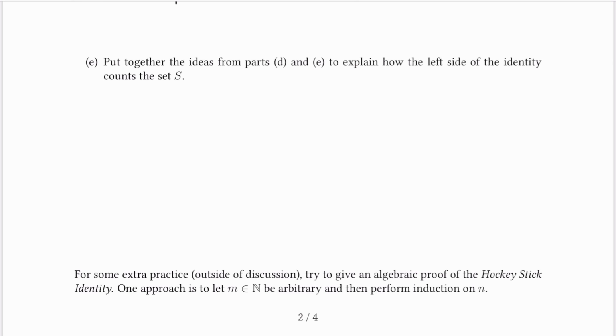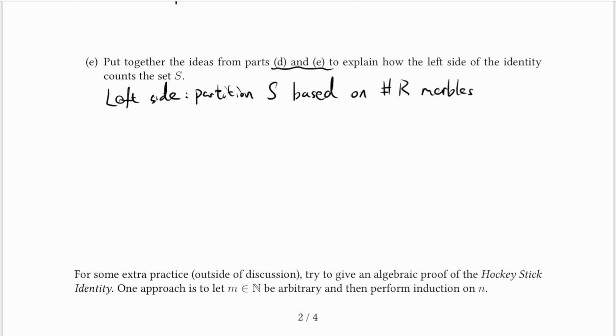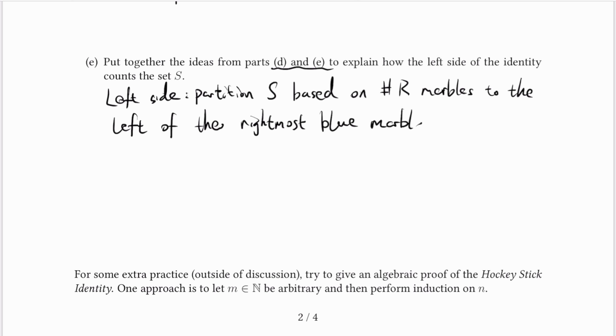Now, let's look at part E, which asks you to put the ideas from part D and E together to explain how the left side of the identity counts the set S. So here, the left side essentially just partitions the set S based on the number of red marbles to the left of the rightmost blue marble.